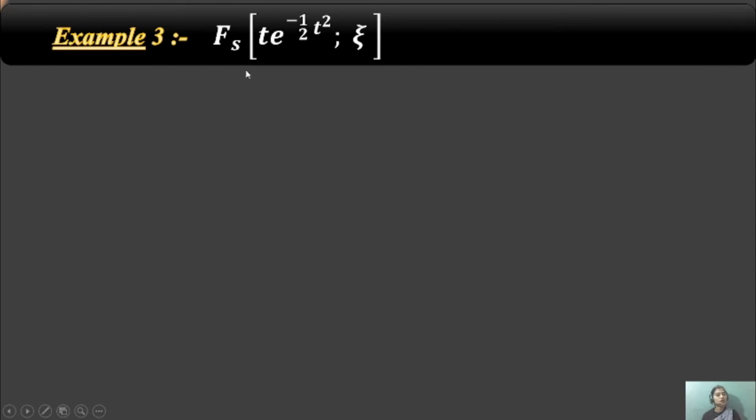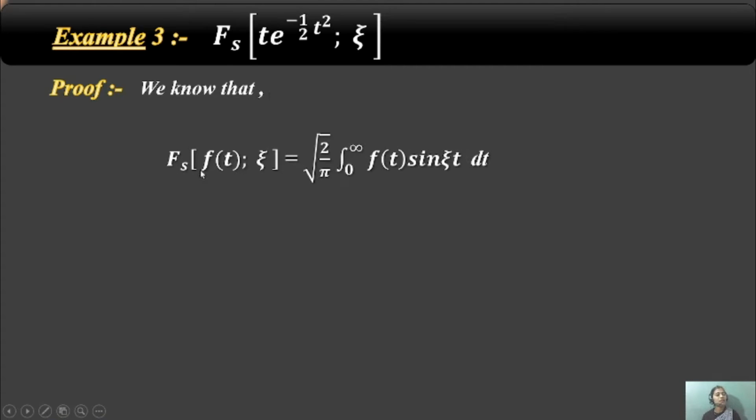Consider the function of the sine transform, t e to the power minus half t square, with variable xi. Then the formula changes to this form. We know that the sine transform of f of t, F_s of xi, equals square root of 2 by pi integration 0 to infinity f of t sine xi t dt. This will be the form.